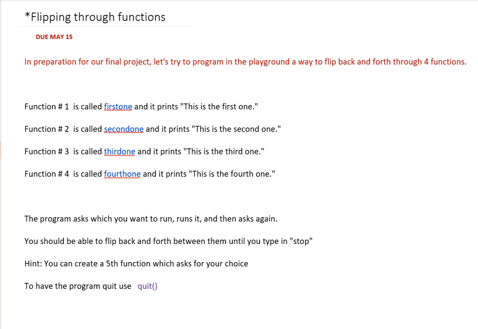Okay, for this exercise, I want you to come up with a program so that you can flip back and forth between four functions. So the idea here is because for your final project, you're going to have to be able to flip back and forth through areas in your world. Like if it's a house, you'd be able to go from the living room to the dining room to the kitchen, back to the dining room or to the living room, or however it is you have it set up.